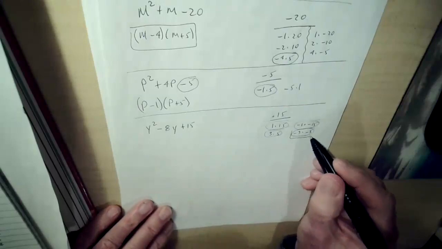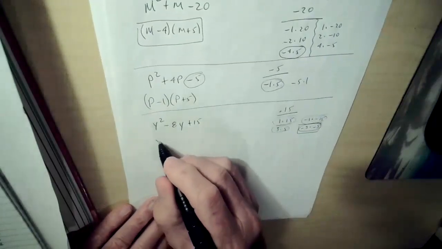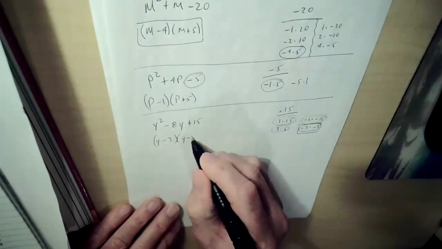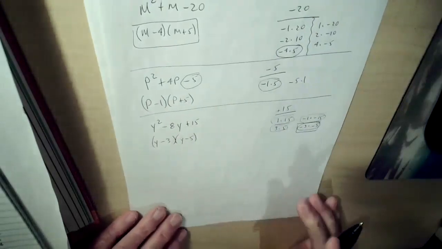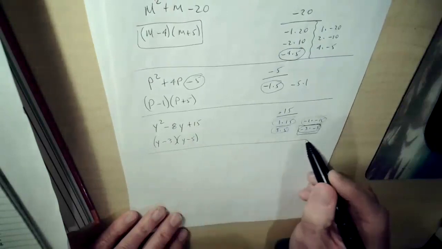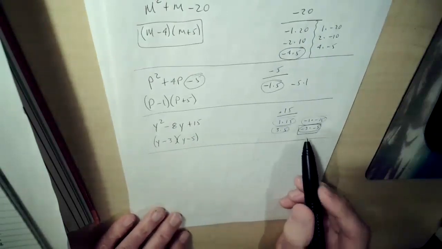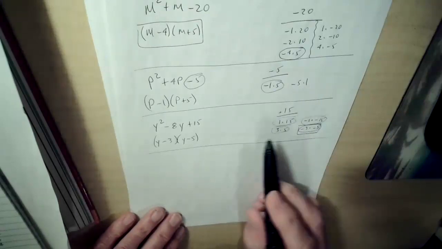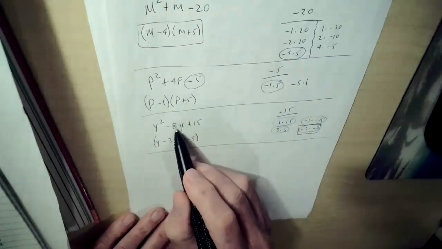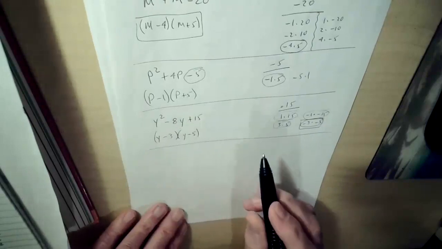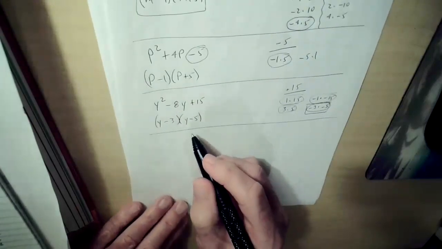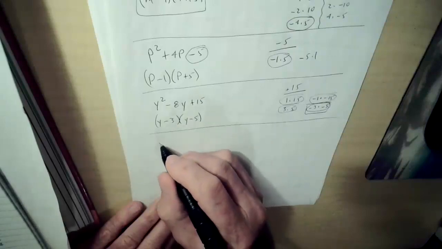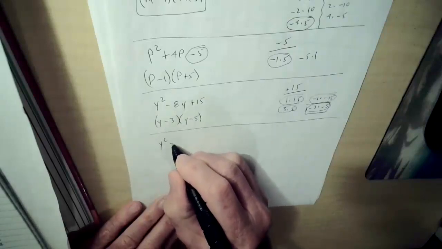This and this, this and this. Which two add together or combine together to give us negative 8? This one, right? So it's y minus 3 times y minus 5. Right. The times that you have to do the negative numbers also is if the linear term, the middle term, is negative.